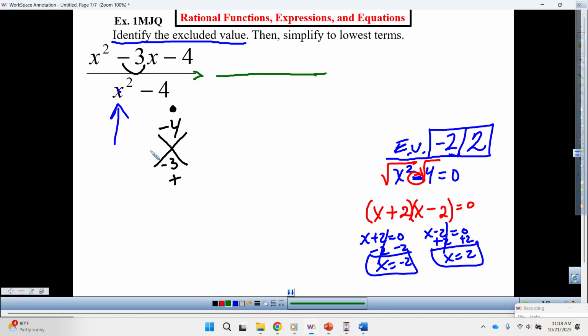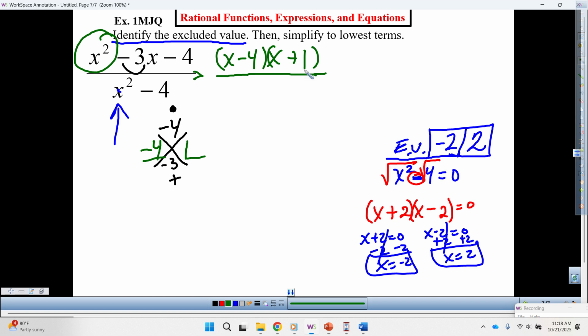All right? Sarah says negative 4 and 1. What is negative 4 times 1? Negative 4. What is negative 4 plus 1? Negative 3. So my factors are, and notice this one doesn't have a number here on the x squared, so I just do x and x. And my two values are negative 4 and positive 1.